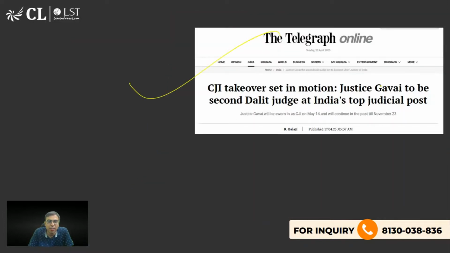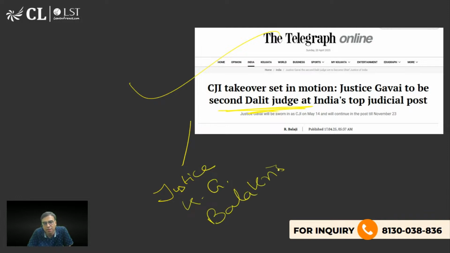So CGI take all set in motion. Justice Gawai to be second Dalit CGI at India's top judicial position. After which person? Justice Gogoi, no. Justice KG Balakrishnan. Yes, Kushagra Saxena, you're right. So the first Dalit Chief Justice of India was Justice KG Balakrishnan. First Dalit CGI.